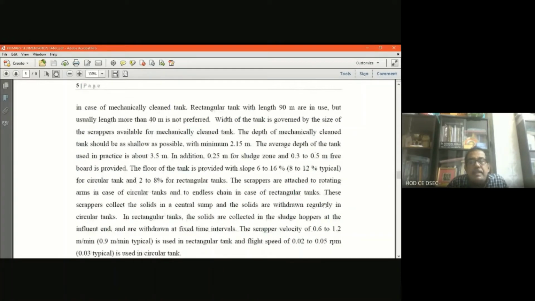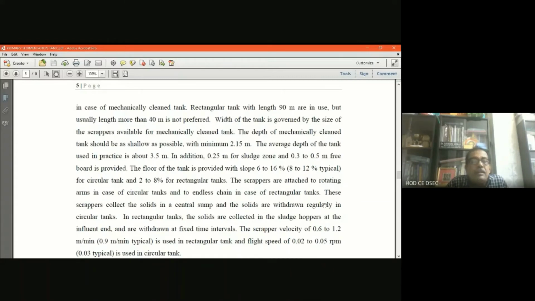And in case of the rectangular tank, the maximum length in use is 90 meter, but usually it should not be more than 40 meter. That is preferred. Generally, the length of the rectangular sedimentation tank should not be more than 40 meter. And how would you decide the width of the tank? It depends on the size of the scraper for mechanical cleaning of that tank.